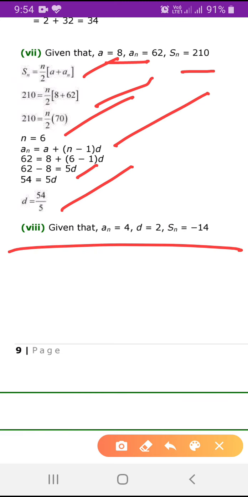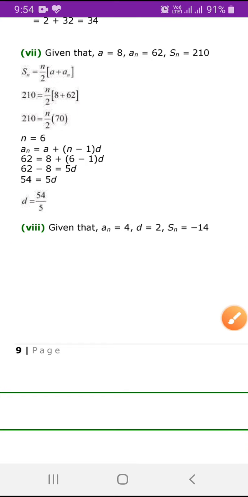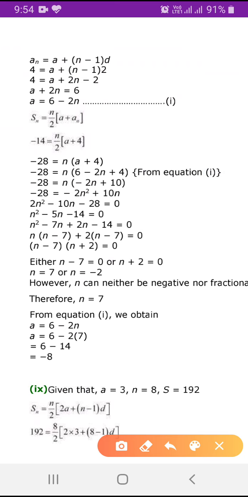Now 7th part, 8th part is an equal to 4, d equal to 2, Sn equal to minus 14. Now put in an, we have an equal to a plus n minus 1 into d, 4 equal to a plus n minus 1 into 2. After solving, we get a equal to 6 minus 2n, equation 1. Now Sn equal to n by 2 into a plus an. Put Sn equal to minus 14, n by 2 into a plus 4, we get minus 28 equal to n into a plus 4.